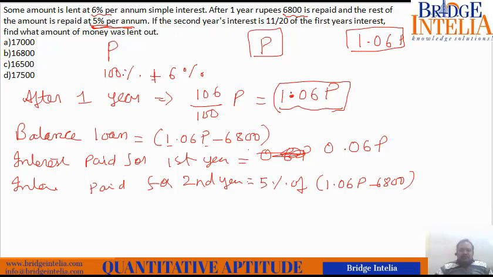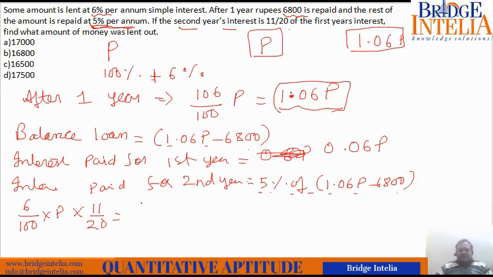So now what is said? It is said that the second year interest is 11 by 20 of the first year interest. So first year interest is 0.06P, or you can say 6 by 100 into P. This is the interest of first year. So if you multiply this by 11 by 20, you get the interest for second year. What is the interest for second year? This is the interest for second year.